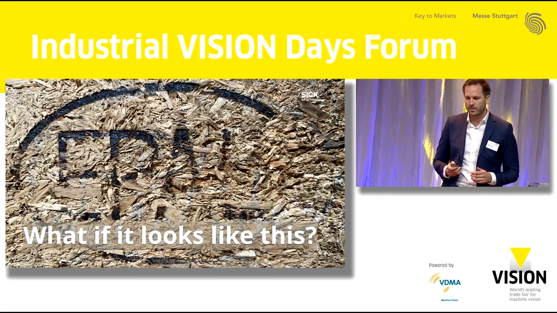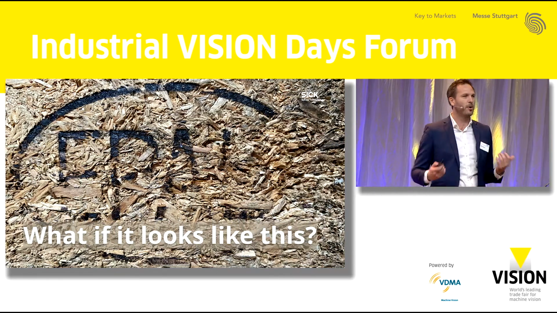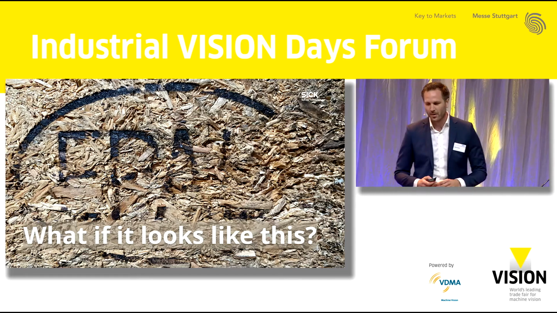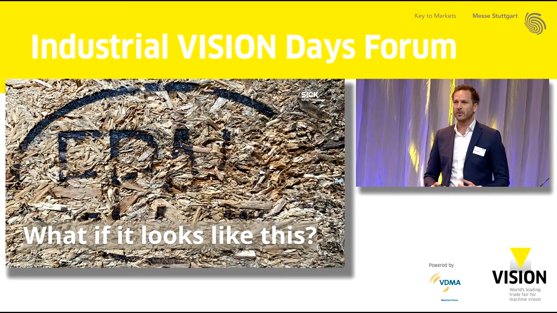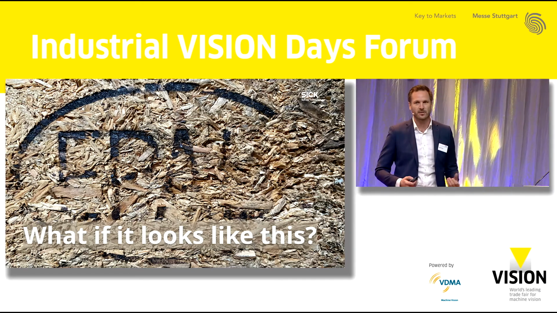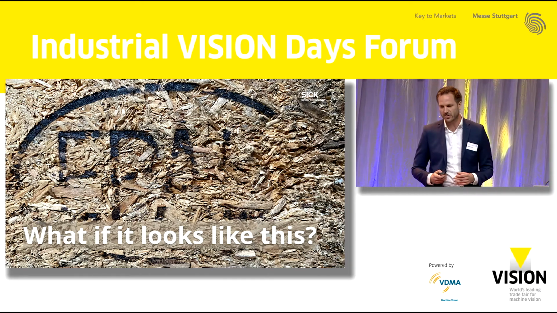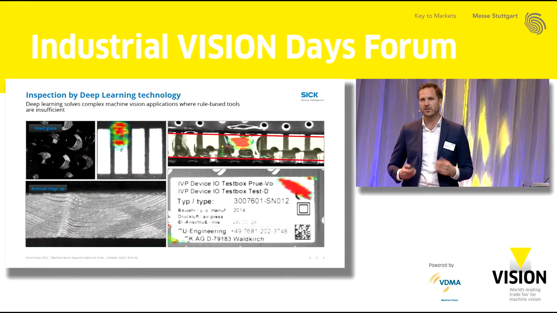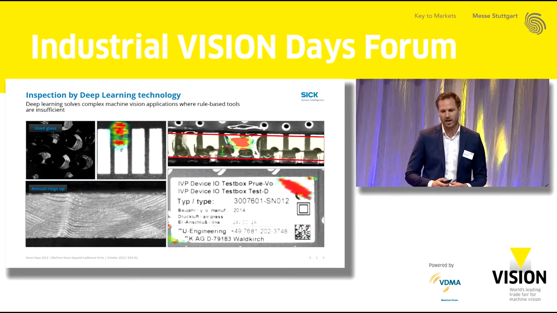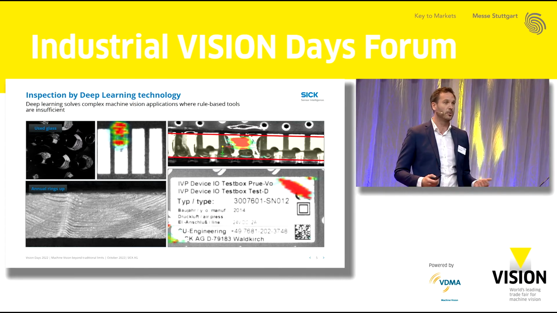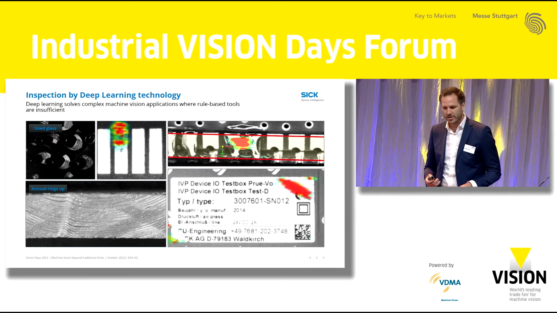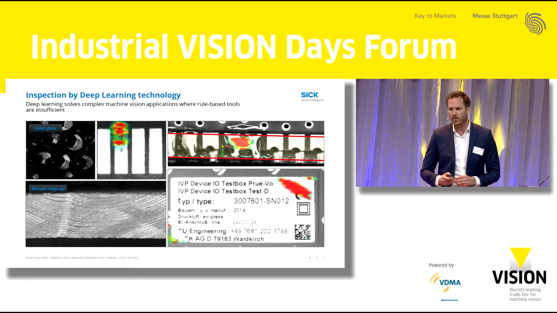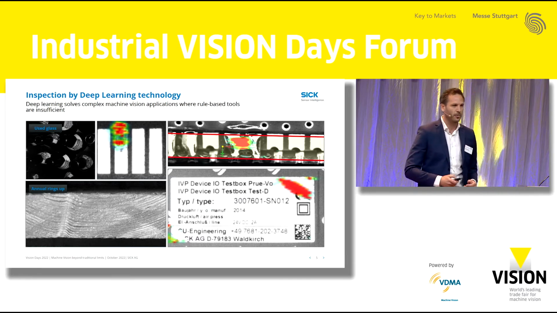But what if the pallets look like this? It's impossible to do with traditional rule-based methods, or maybe very difficult or time-consuming. This is really where deep learning comes in, to train a system with example images and make life much easier. Deep learning gives us the possibility to solve complex machine vision applications where rule-based methods were not possible before. These are some of the applications I'm going to talk about today. But to start off, I want to show you a quick video presenting our exciting new products.